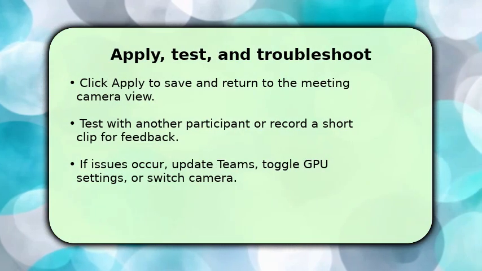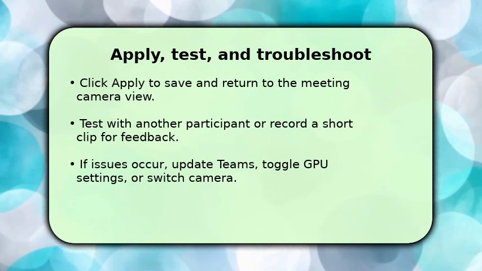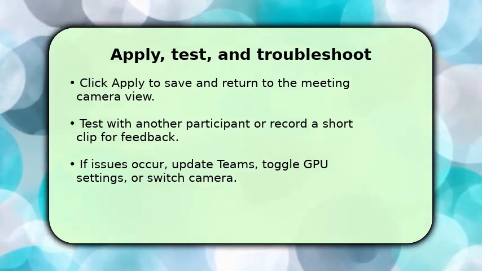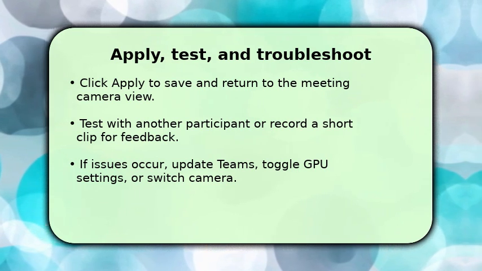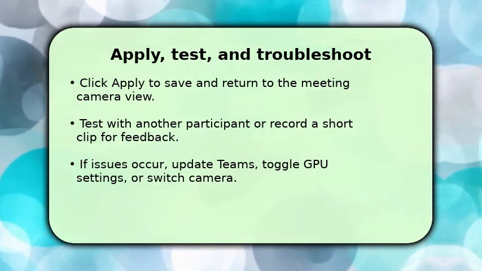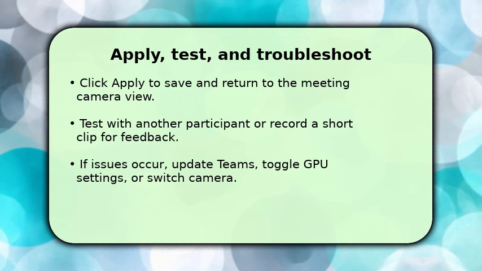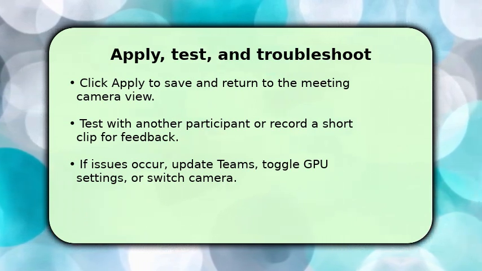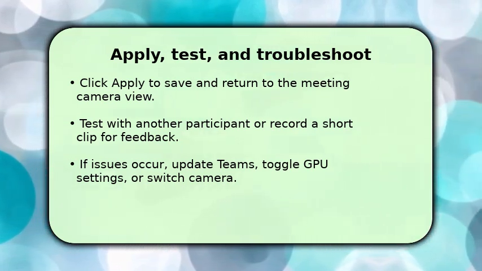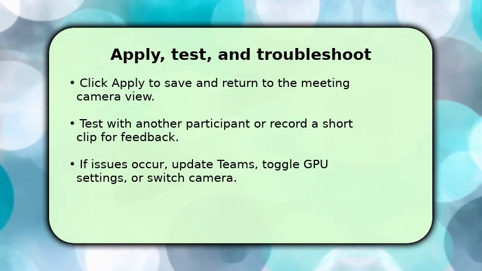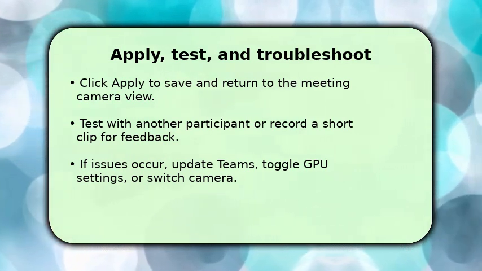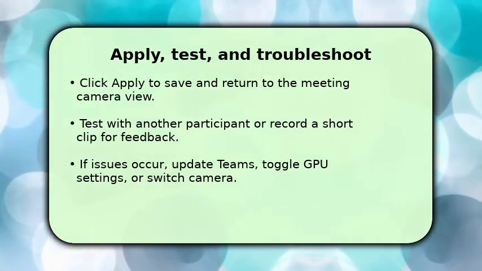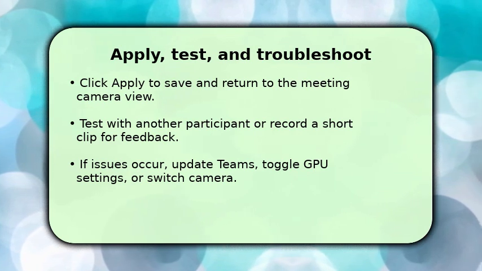You should test quickly, either ask a colleague or record a short clip to confirm lighting, edges, and motion look natural. If the background jitters or parts of you disappear, make sure Teams is updated and restart the app. Also try toggling GPU hardware acceleration in settings or switch to a different camera. One key tip: poor lighting causes most problems. Improve front lighting before.